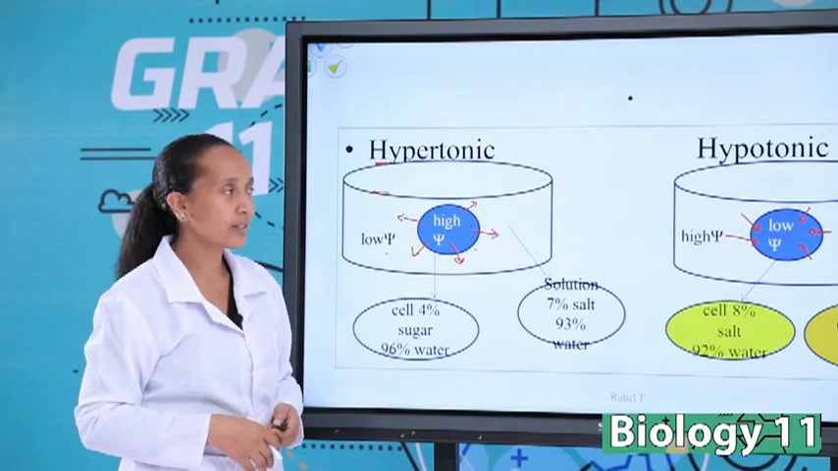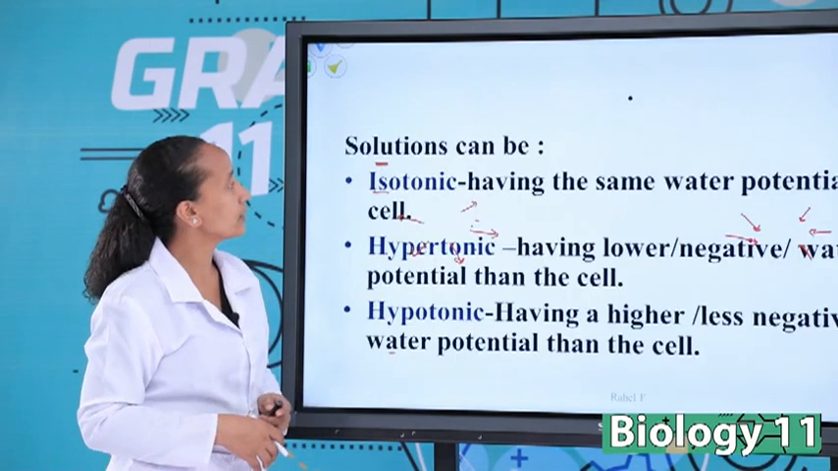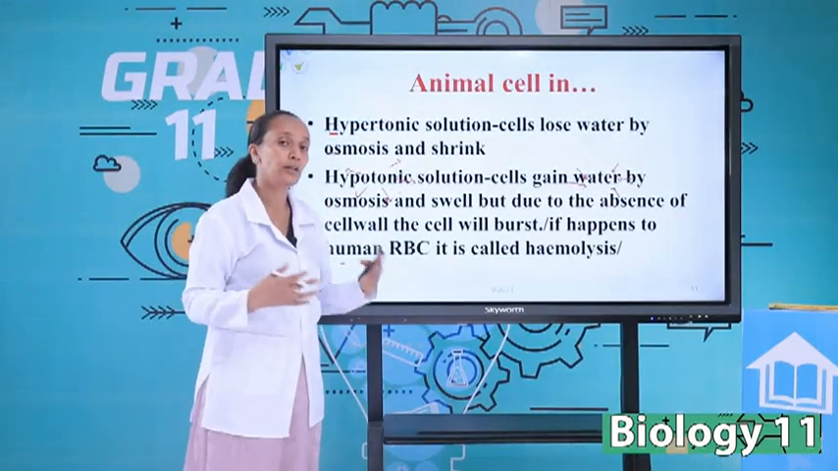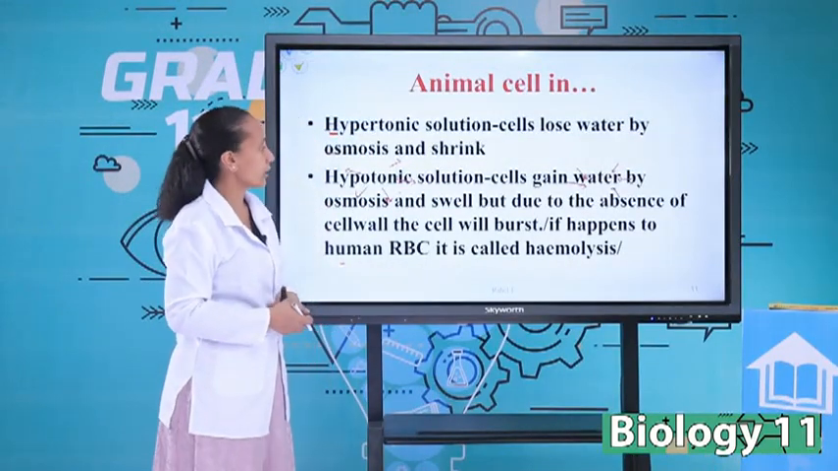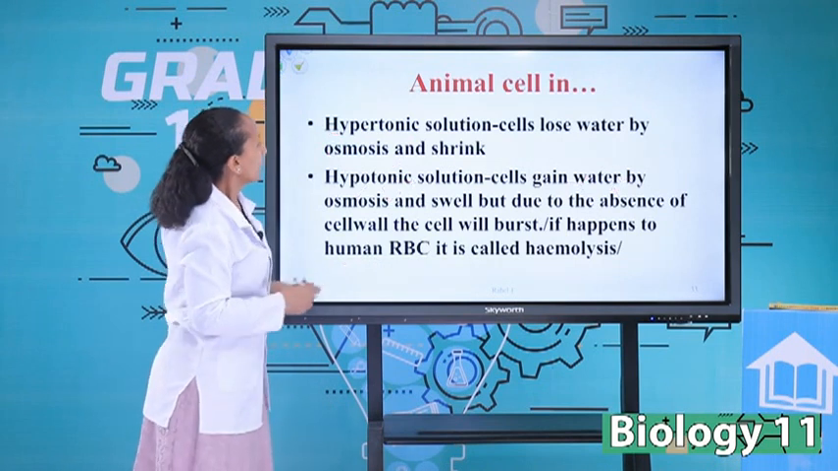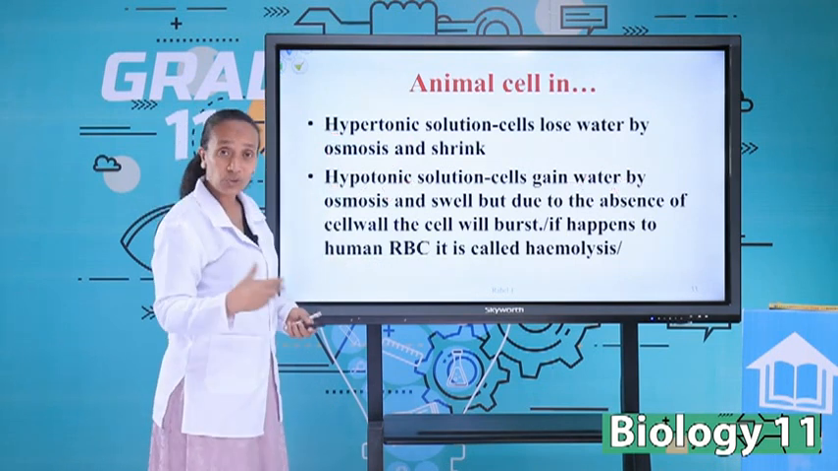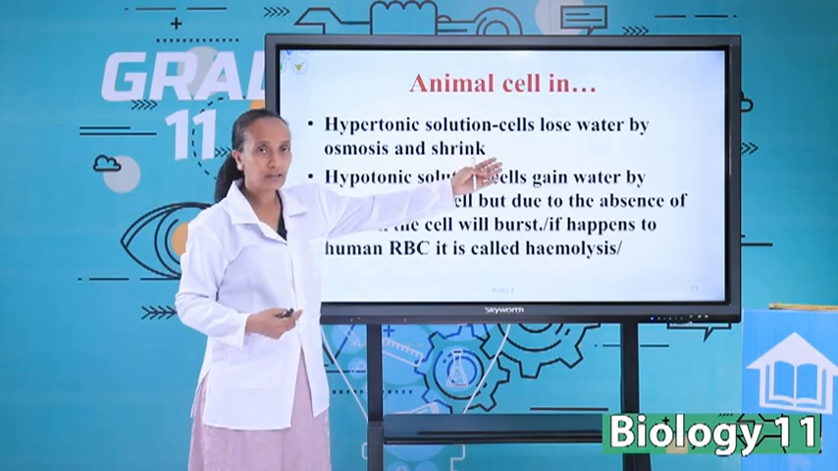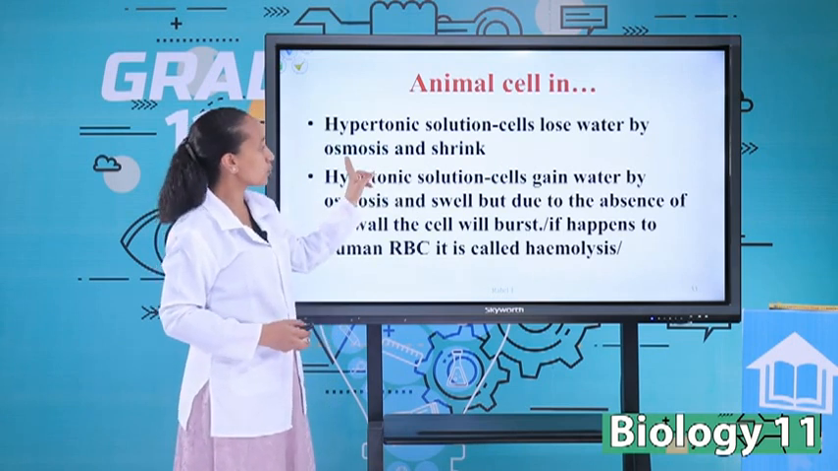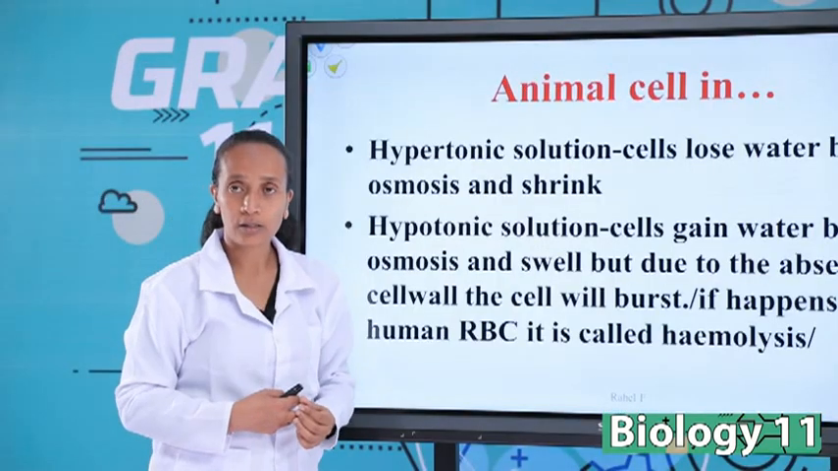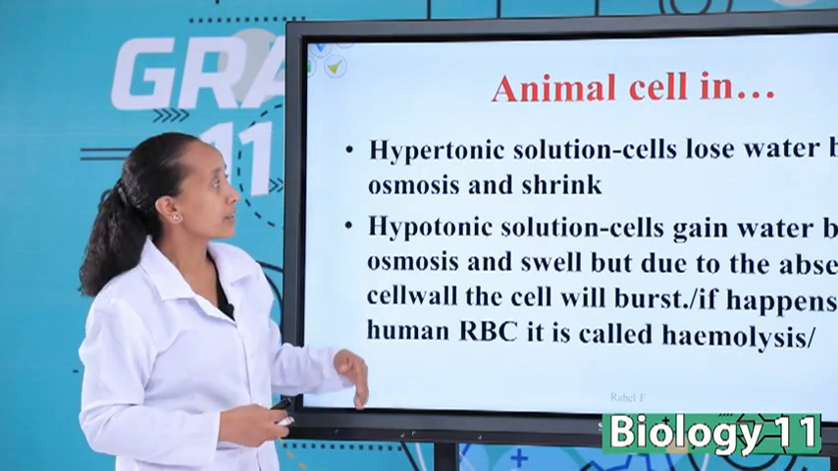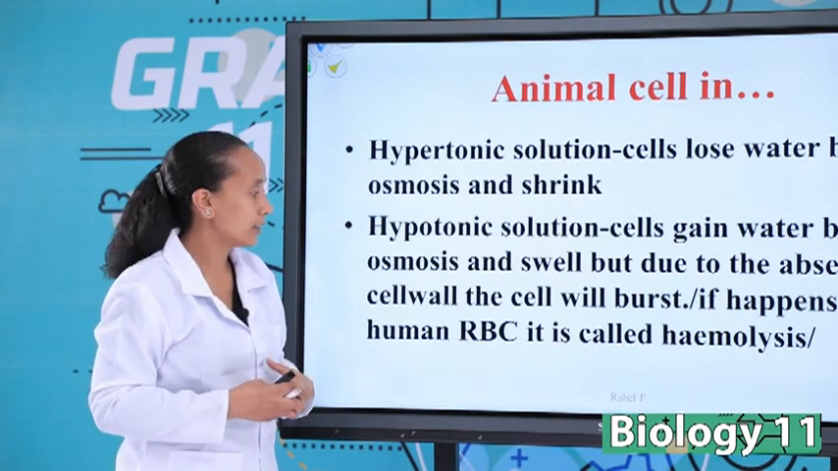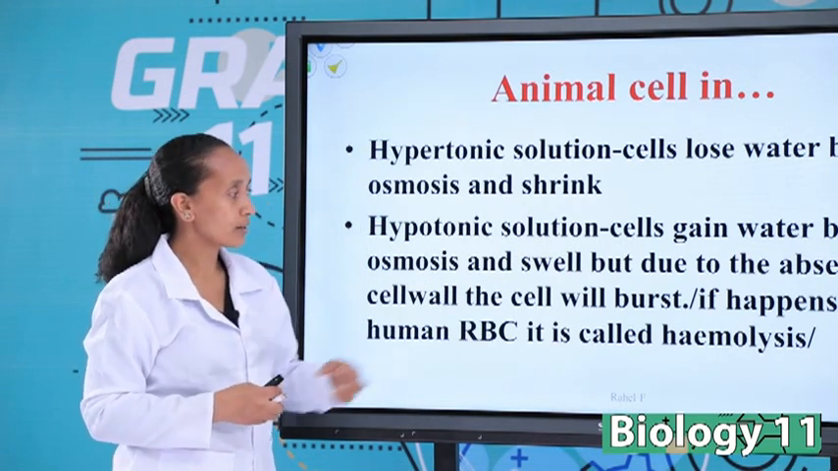For further understanding, again, we can use different types of cells in hypertonic and in hypotonic solution to understand the process. In hypertonic solution, if you put animal cells in hypertonic solution, what will happen? The cell will lose water by osmosis, and it shrinks. And if we put animal cells in hypotonic solution, it will gain water by osmosis and it will swell.